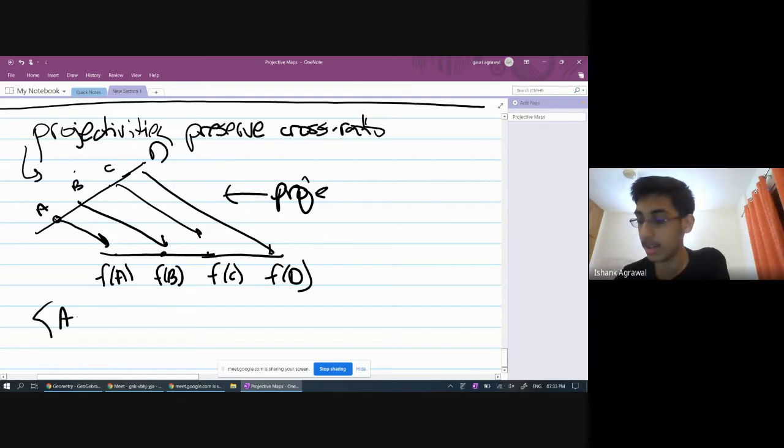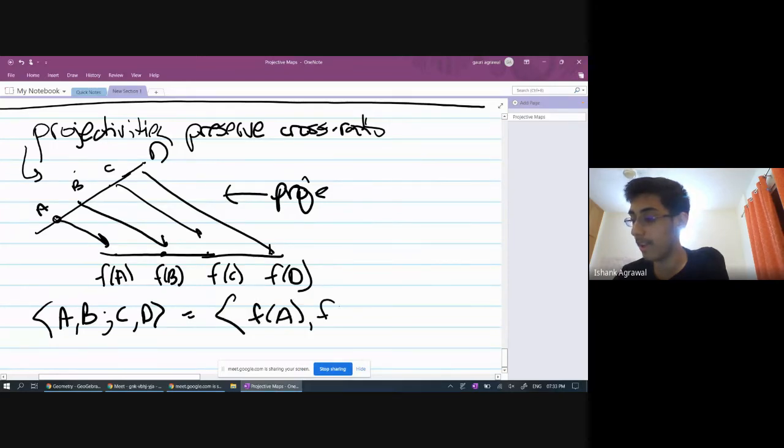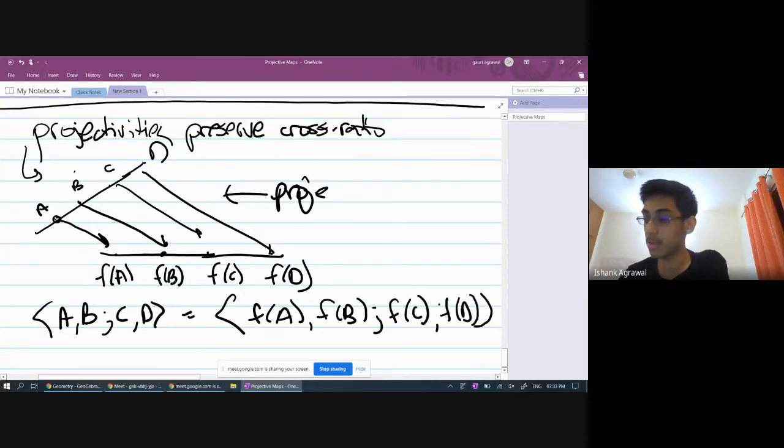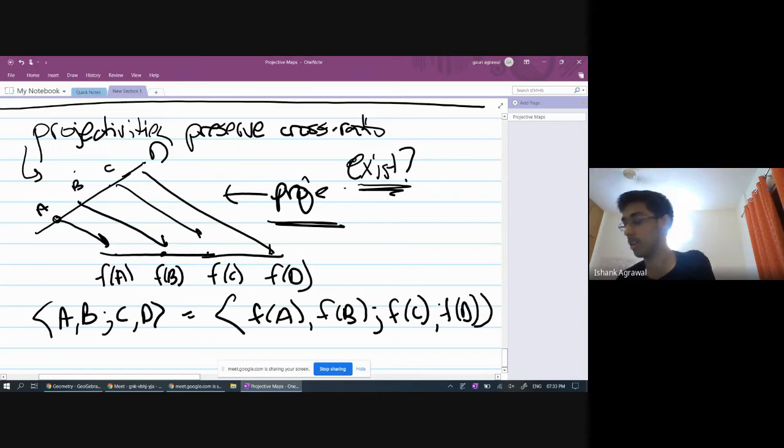If it's true that ABCD is equal to FA FB FC FD, so given this is true, does there exist a projectivity? So would that be true? What would your guesses be?